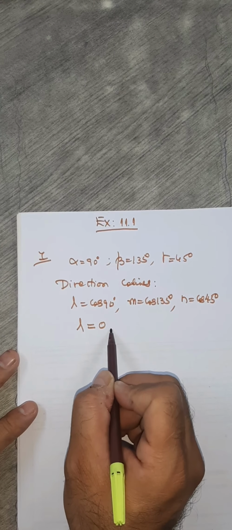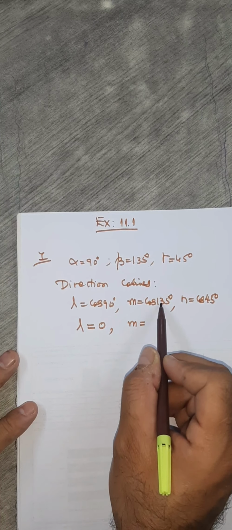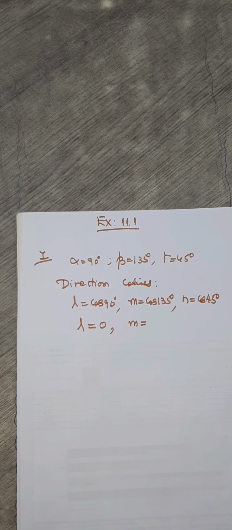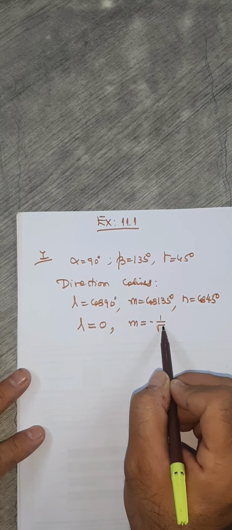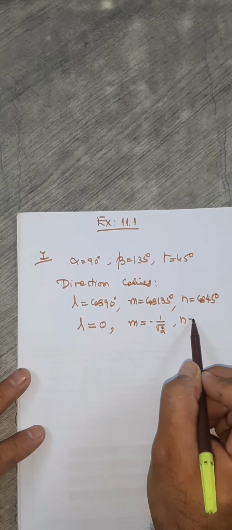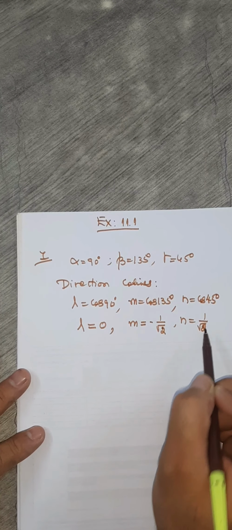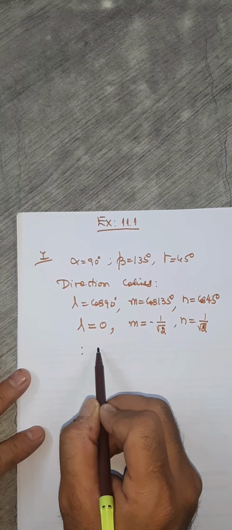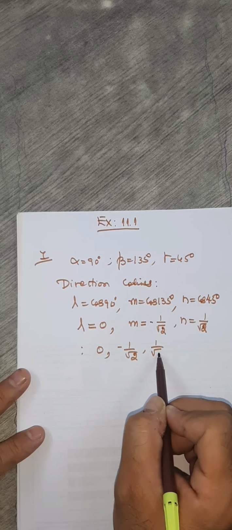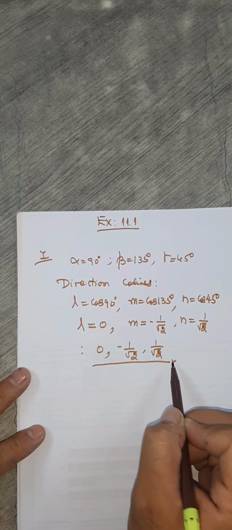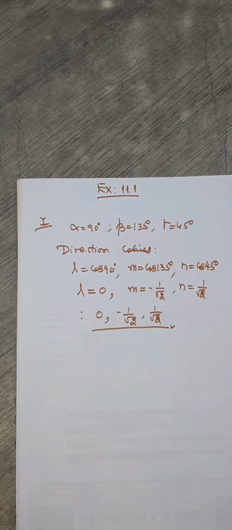So this is 0. How do we write M here? You can write 90 plus 45. So it will be in third quadrant, and you have minus 1 by root 2. Just verify. And what about N? That is just 1 by root 2. So therefore finally you have 0, comma minus 1 by root 2, comma 1 by root 2. These are nothing but the direction cosines. Fine. Now what about next question?